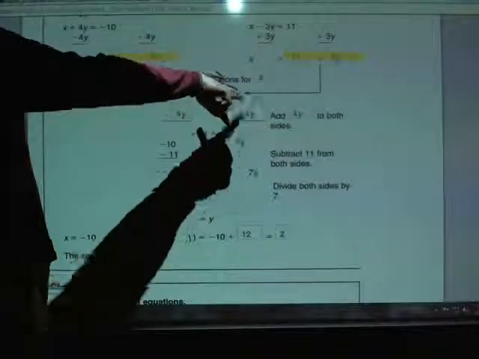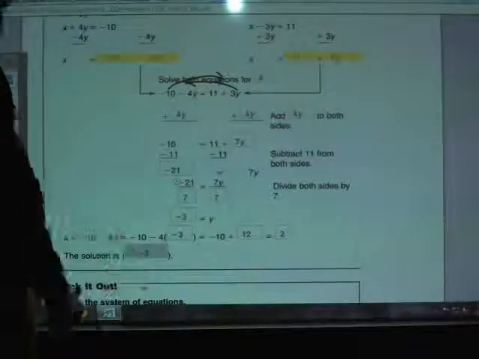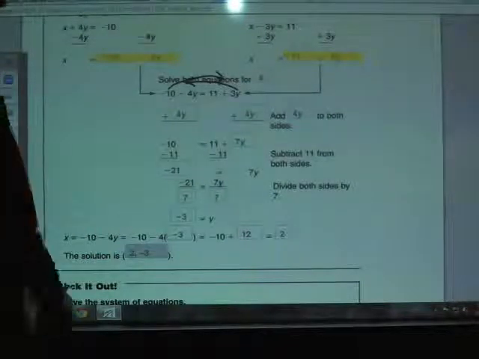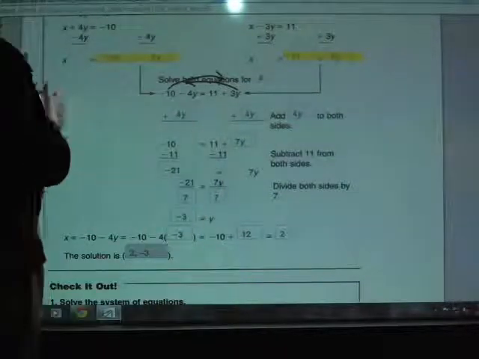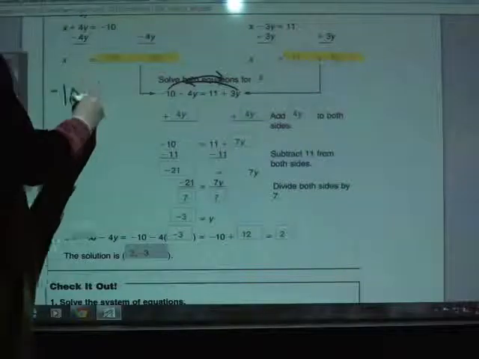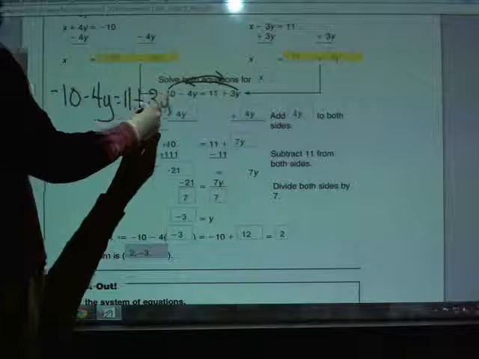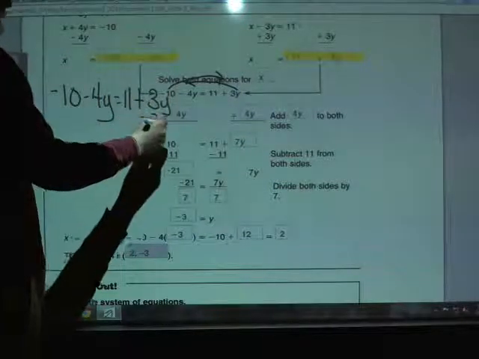Now, as you can see, what they did differently here is they're sending variables to the right and numbers to the left. We're going to go the way we've learned over the last 2 years. So if I'm taking this and sending y to the left, that means I'm subtracting 3y.